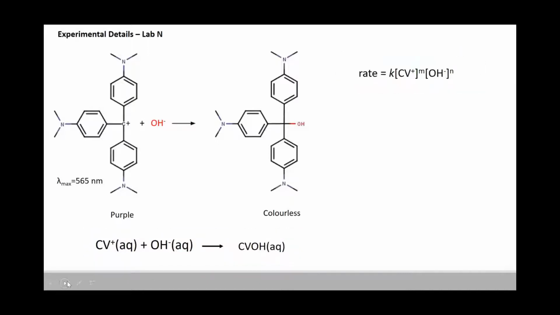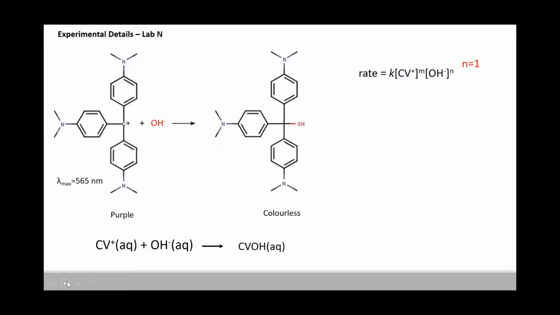While our experimental approach can easily be used to find the order of the reaction with respect to the hydroxide ion, we are given a head start and told that this value, corresponding to the exponent n, is equal to 1. This tells us that the concentration of the hydroxide ion does indeed affect the rate of reaction.